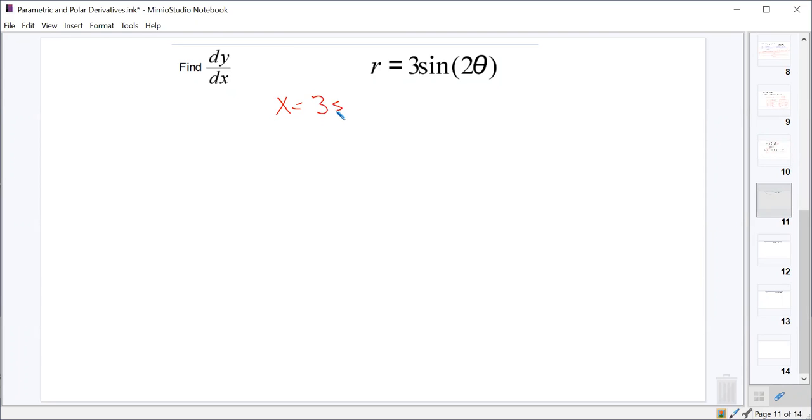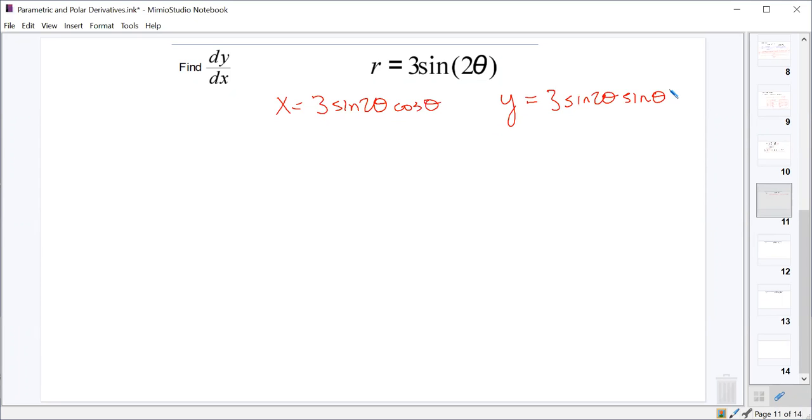X should be 3 sine 2 theta times r cosine theta. Isn't that what x is equal to for a polar equation? It's r cosine theta. And what is y? Y is r sine theta. Good or no?